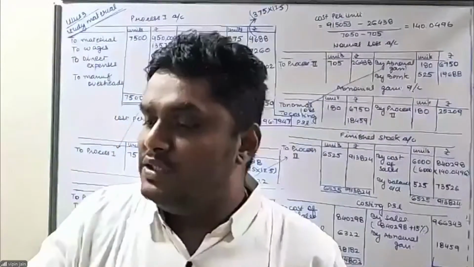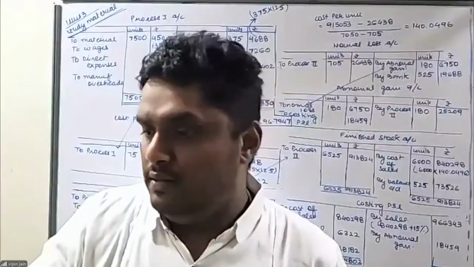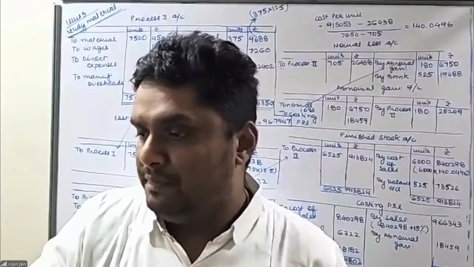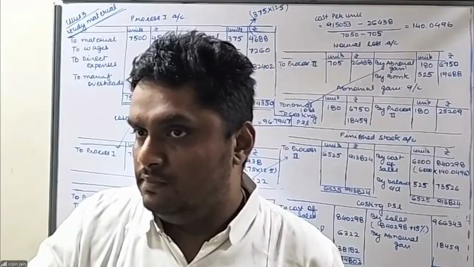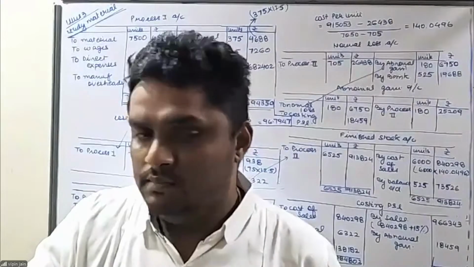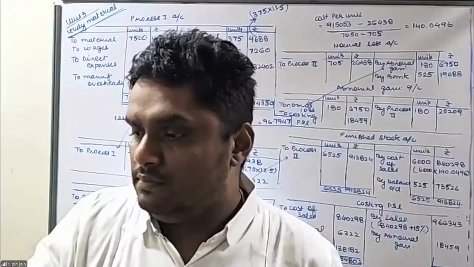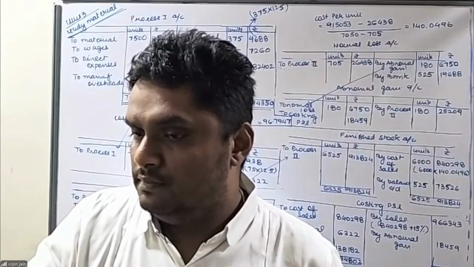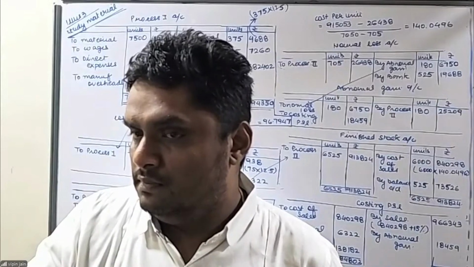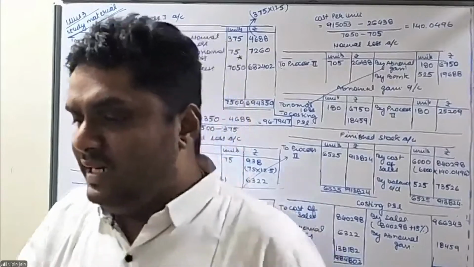When 6,000 is not given, the entire amount will be in stock. That is, by balance carried down. That's it. Anyone else? Any doubts, queries?